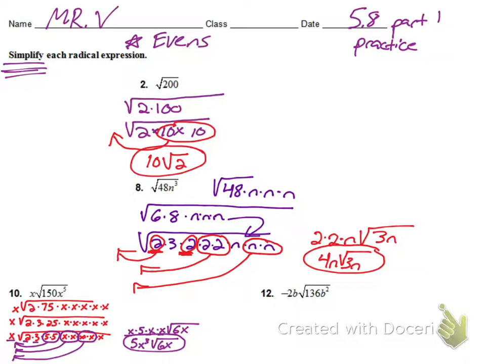All right, so we have number 12. So the negative 2b stays. And then I've got to figure out how to break down 136. So 136 in my mind is a difficult number, so I want to just do 136 divided by 2. So that would be 2 times 68 times b, because I broke down b squared. So I can break down 68 even more, looking for 2 times 68.